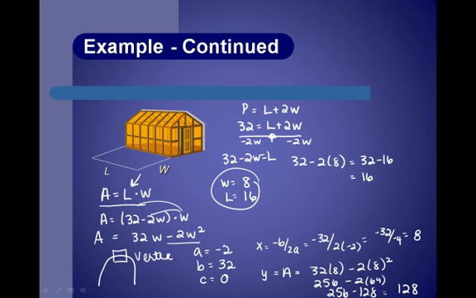Well, let's just check it for a second. If we had a length of 16 and 2 widths of 8, would that use all 32 feet of our fencing? Yes, it would. 8 plus 16 plus 8 is 32. What would the area be of our maximum garden? The area is the length times the width, which in this case would be 16 times 8, which would give us 128 for a maximum area.